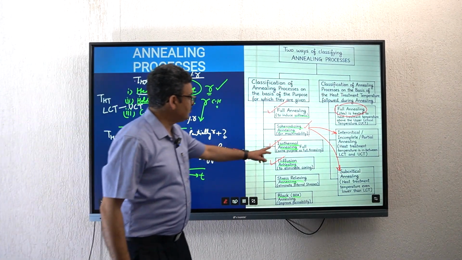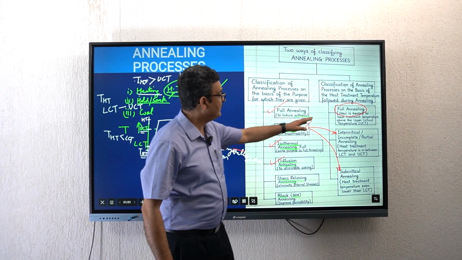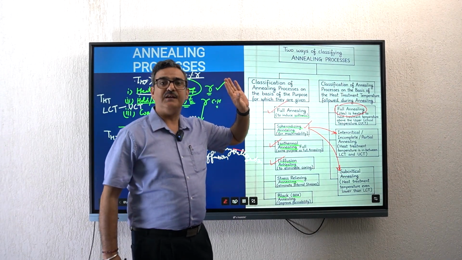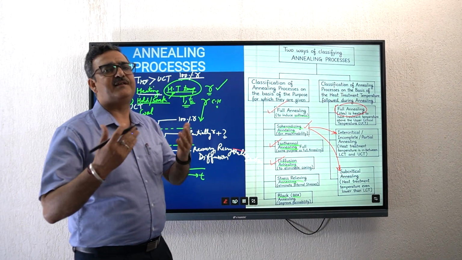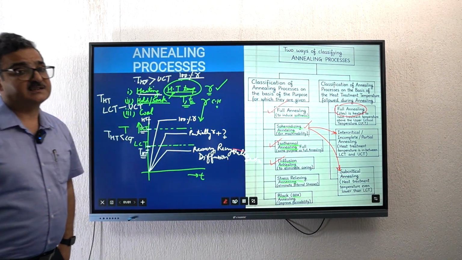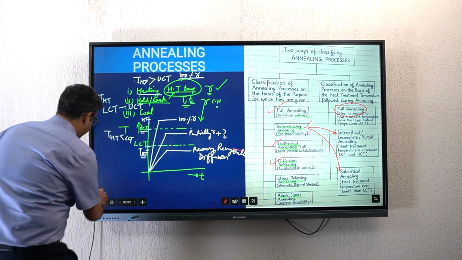Similarly, students, isothermal is always full annealing, diffusion is always full annealing, black box is always full annealing. So depending upon the heat treatment temperature, you have this second classification for annealing processes, right?